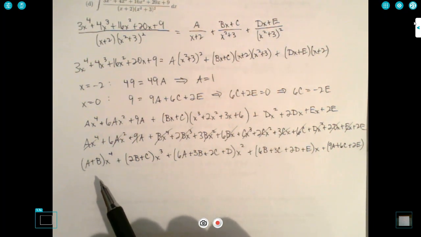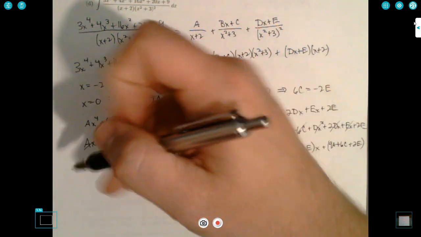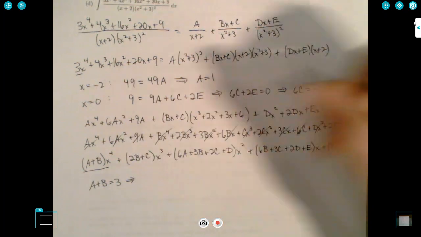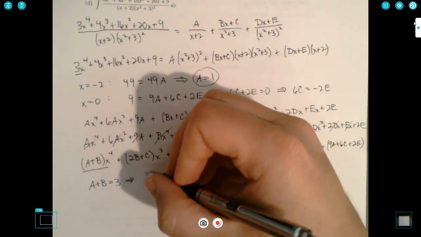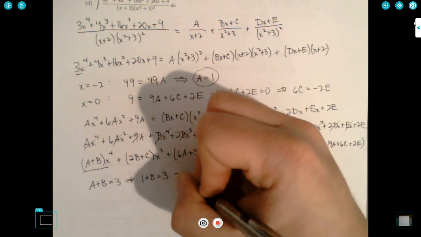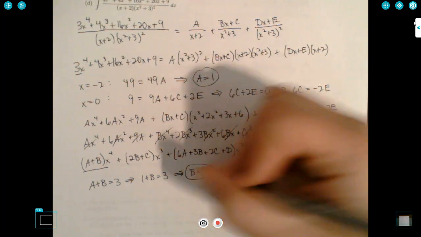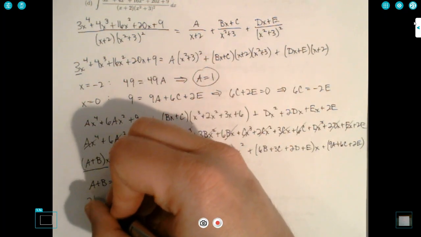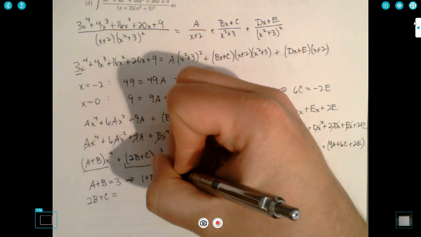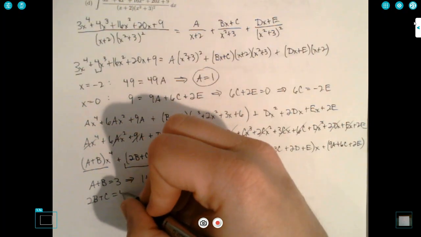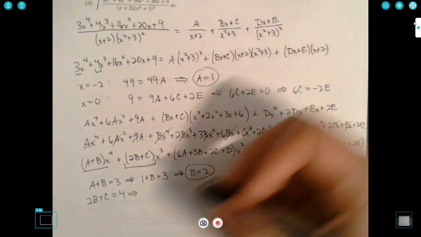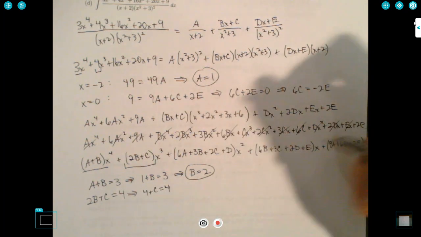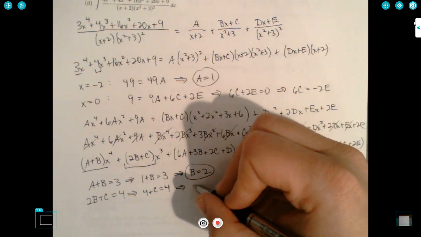So I know a plus b has to equal 3, right? A plus b has to equal 3. And I also know that a is 1. So 1 plus b equals 3. That means b equals 2. Good. Well, since I know that, I can find c, right? So I know 2b plus c has to equal 4. If b is 2, that means 4 plus c has to equal 4. And that means c equals 0.